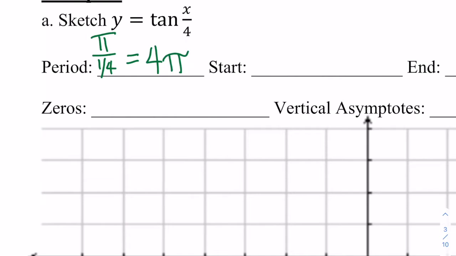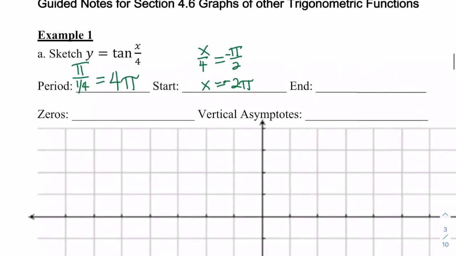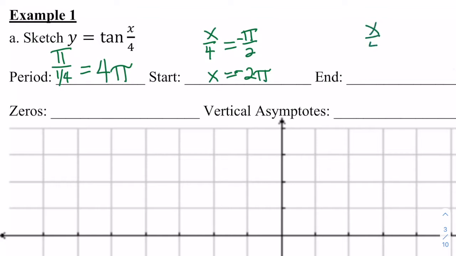So if we wanted to figure out where it's going to start, well, we set x over 4 equal to negative pi over 2. And so when we multiply by 4, we get x equals negative 2 pi. And then if we wanted to figure out where it's going to end, we'll set this equal to the asymptote pi over 2. And again, here we get x equals 2 pi. And again, the distance between those two asymptotes is 4 pi.